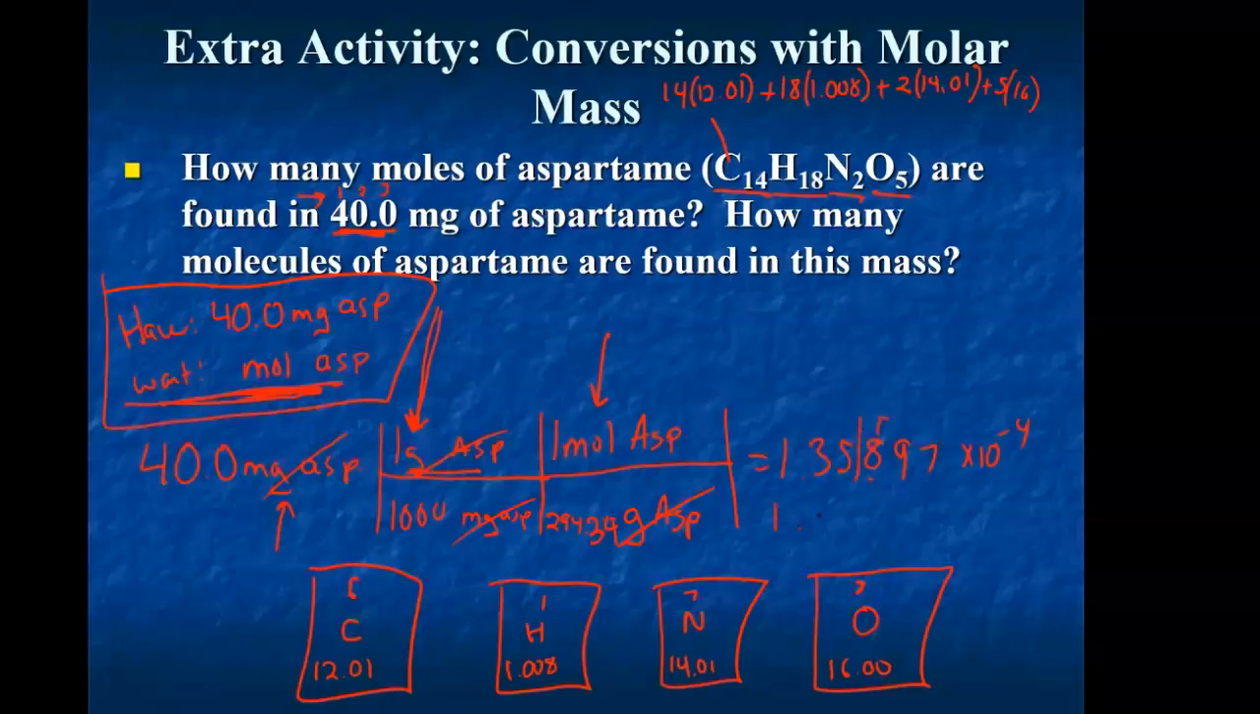So then we end up with 1.36 times 10 to the negative 4. And again, we have to have our unit here, but we conveniently wrote this right there, moles of ASP. Okay, so that would be our moles, right? That was question number 1.